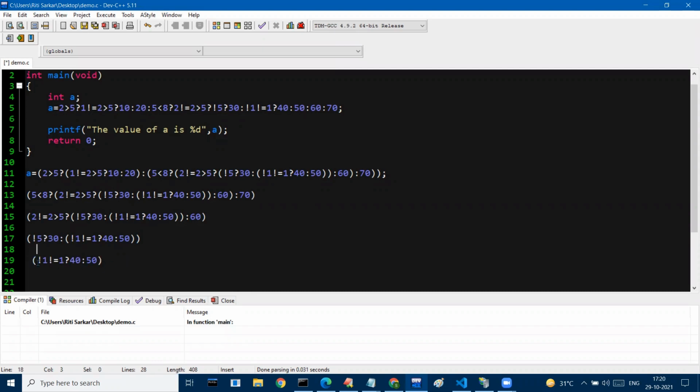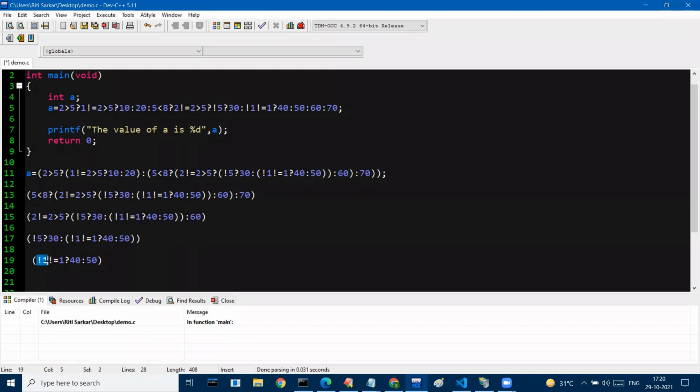Now what I will do? I will start evaluating this one. How many operators are there? See, logical not. This is logical not, but this is not-is-equal-to, a relational operator. Logical not is a unary operator. Unary operator has high precedence.